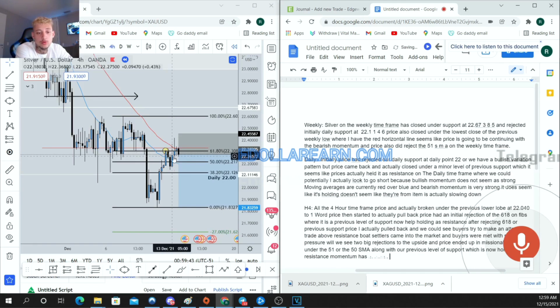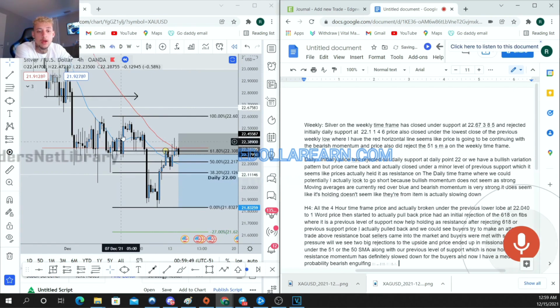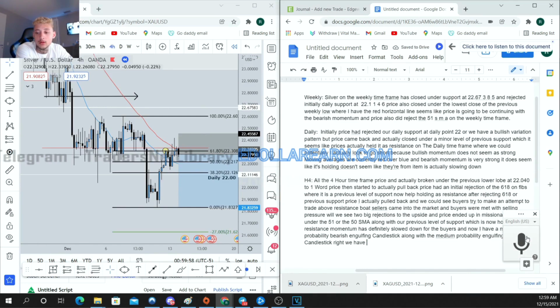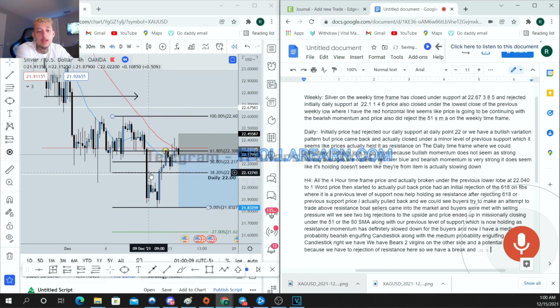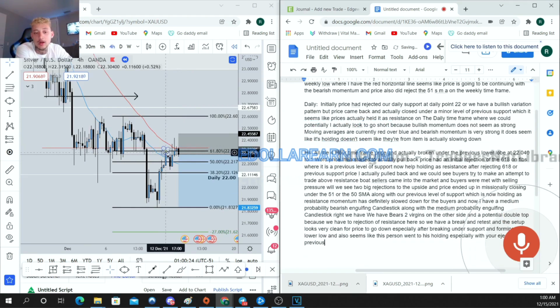Momentum has definitely slowed down for the buyers, and now we have a medium probability bearish engulfing candlestick. Along with the medium probability engulfing candlestick, right, we have, let's actually check, we have bearish divergence. We have bearish divergence on the RSI and a potential double top because we have two rejections of resistance here. So we have a break and retest, and the setup looks very clean for price to go down, especially after breaking under support and forming that lower low. It also seems like this bearish momentum is holding, especially with the rejection of previous support now holding as resistance.